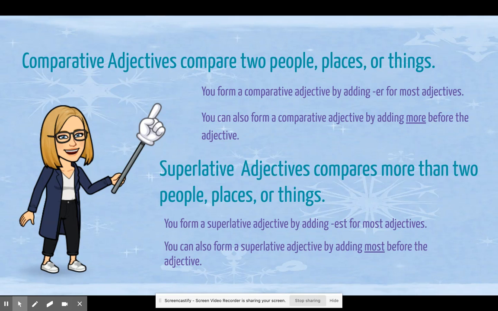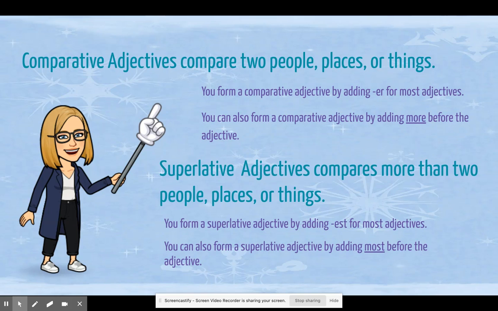The first part is comparative. So comparative adjectives compare two people, places, or things. You form a comparative adjective by adding er for most adjectives. You can also form a comparative adjective by adding more before the adjective.